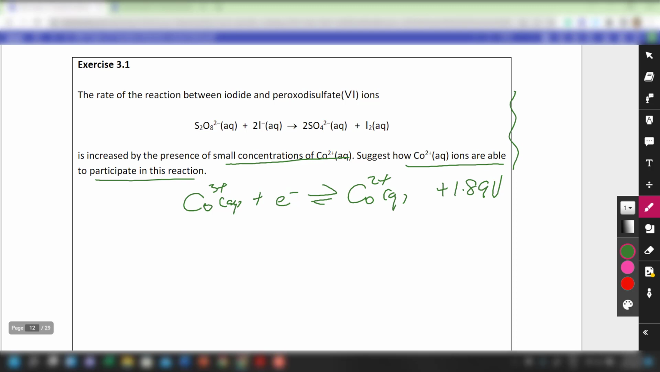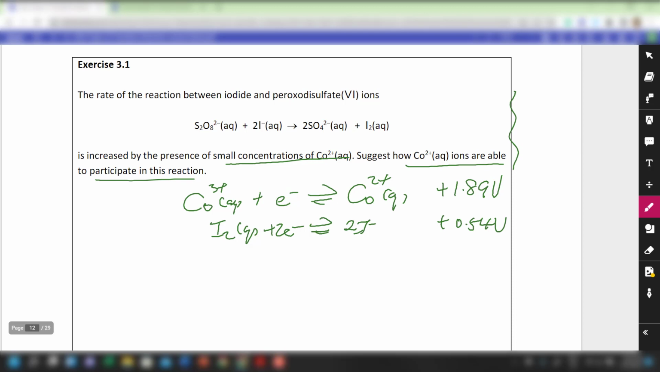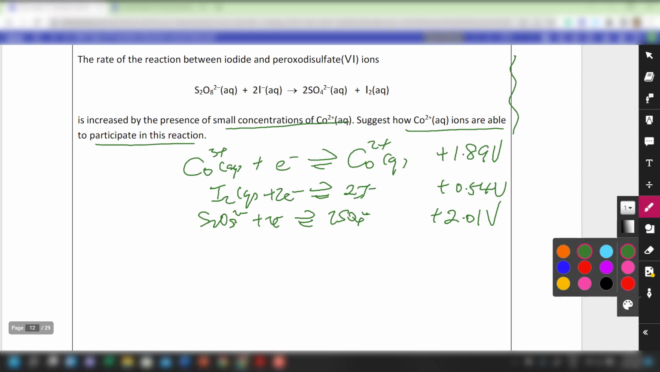Then of course we need what we had earlier on, iodine and iodide. So we just copy it: this is plus 0.54 volts. We also need peroxodisulfate to sulfate, which is 2.01 volts. So we will go through the same thought process.